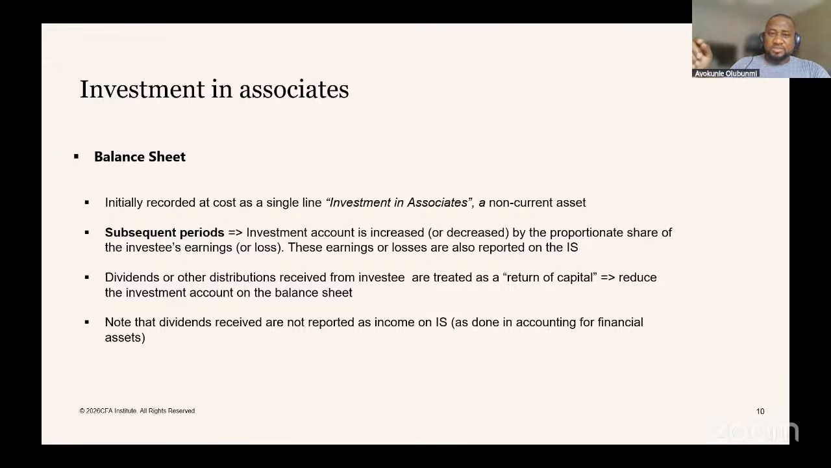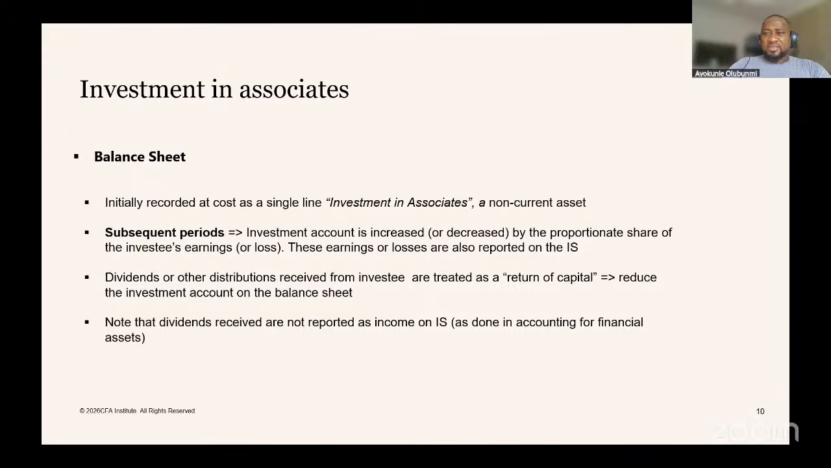In the income statement. Now, in terms of dividend or distribution from the investee company, we treat it as a return of capital and we use it to reduce the amount that you have on the what? On the balance sheet as investment in associate. So I'm sure that you can also see a difference here. Recall that under financial assets, your dividend income goes to the income statement, but under investment in associate, it doesn't go to the income statement. We use it to reduce the value of your investment in associates.